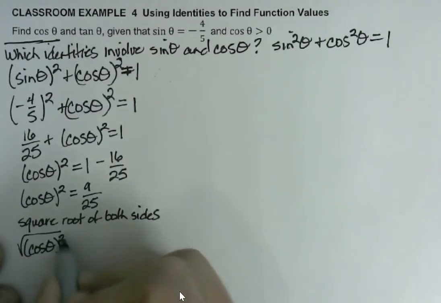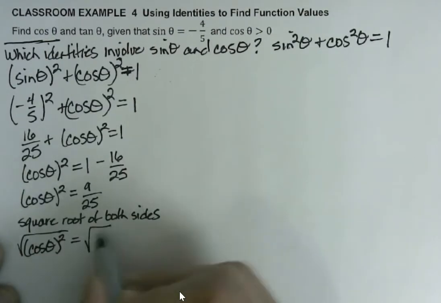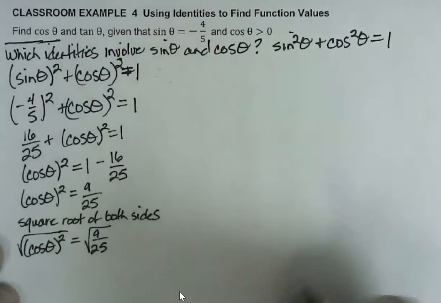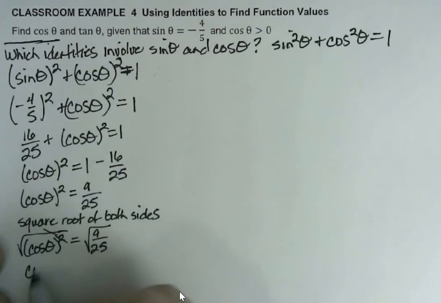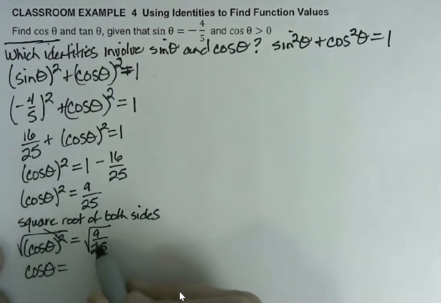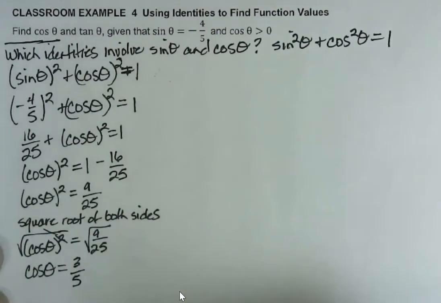So we don't have to worry about the negative because we were told that this value is supposed to come out to be positive. So here, these two are going to cancel each other out, and we just get cosine of theta. The square root of 9 over 25, the positive square root, is going to be 3/5. So there's our answer for the value of cosine of theta.